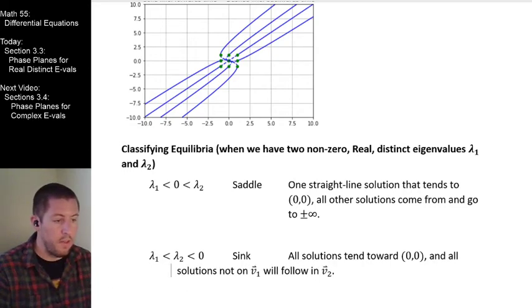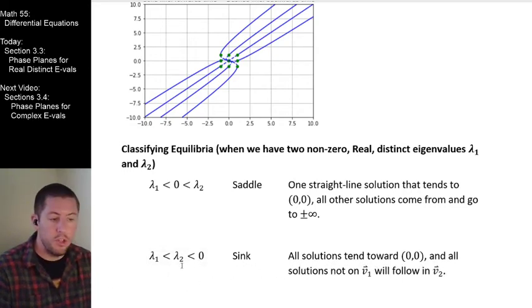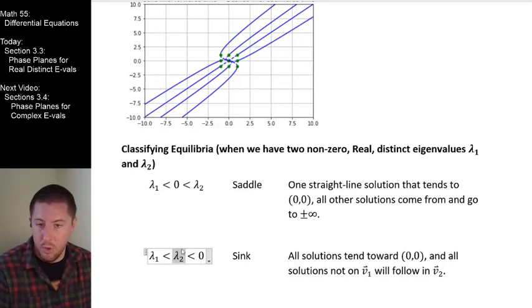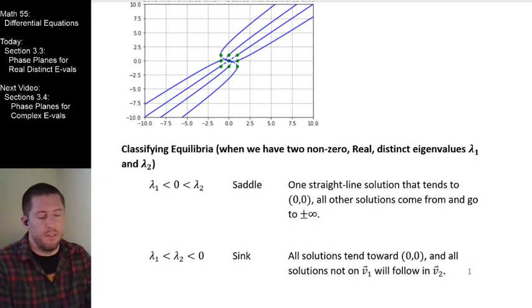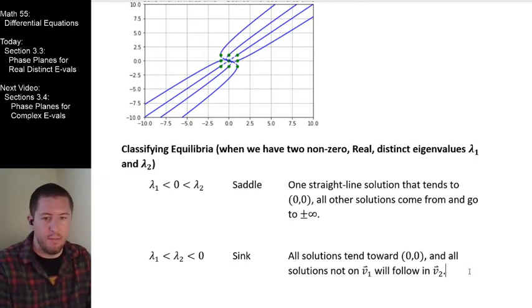So they're going to follow in the weaker of the two. You should notice here that lambda 2 is the one that I'm saying is closer to 0 than lambda 1 is. So lambda 2 is the weaker of the two eigenvalues, so it's going to follow in V2, the eigenvector associated with the weaker eigenvalue.